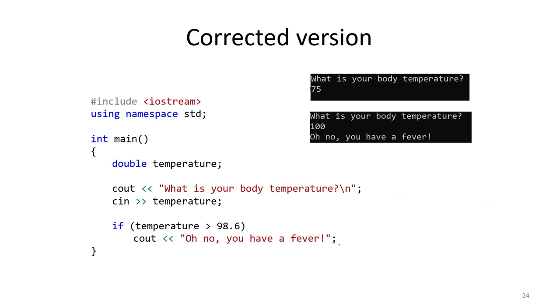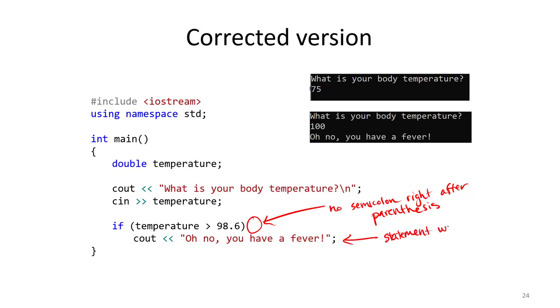So once again, here's an example of the corrected version of the program. Remember, there is no semicolon right after the parentheses. And then this way, the statement here, it will only trigger if our temperature is greater than 98.6. The semicolon marks the end of that statement.